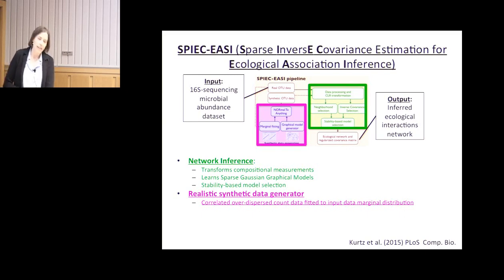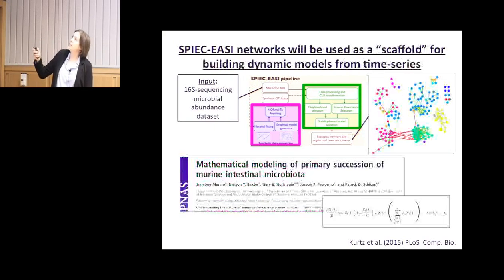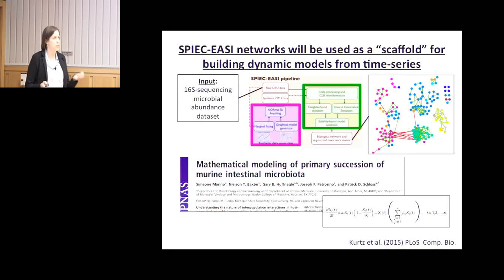Okay, and then this particular output is an interaction network. As done by Pat Schloss and Pat Schloss's lab in a previous publication, it can be used as a skeleton or a scaffold for building a more complex model, because it can tell you which parameters to focus on if you know a priori that some interactions are present and some are not. So you can reduce some of the parameters that you have to estimate. So this would form the backbone of dynamic models.